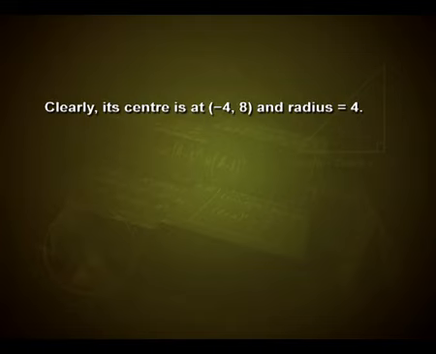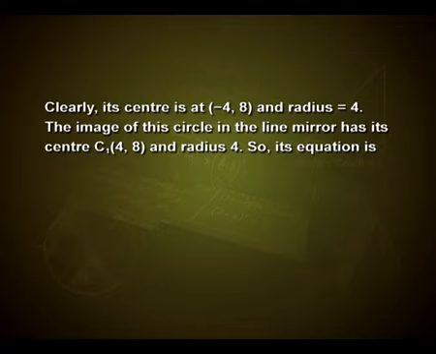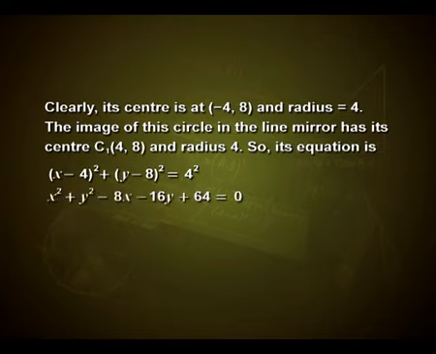The image of this circle in the line mirror has its center C1 at (4, 8) and radius is 4. So, its equation is (x minus 4) whole square plus (y minus 8) whole square is equal to 4 square, which can be simplified further as x square plus y square minus 8x minus 16y plus 64 is equal to 0.